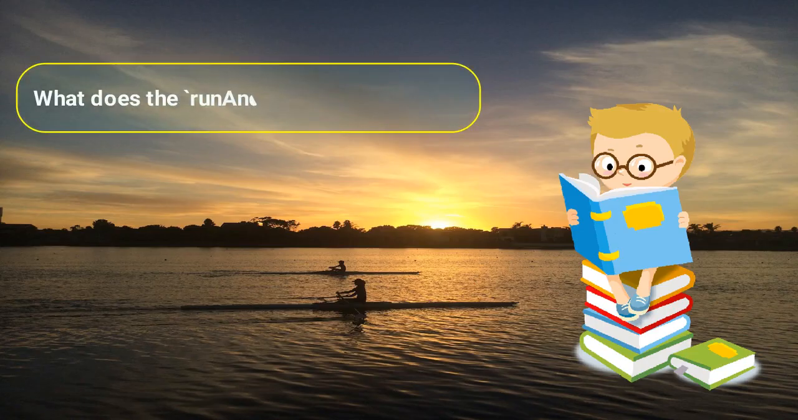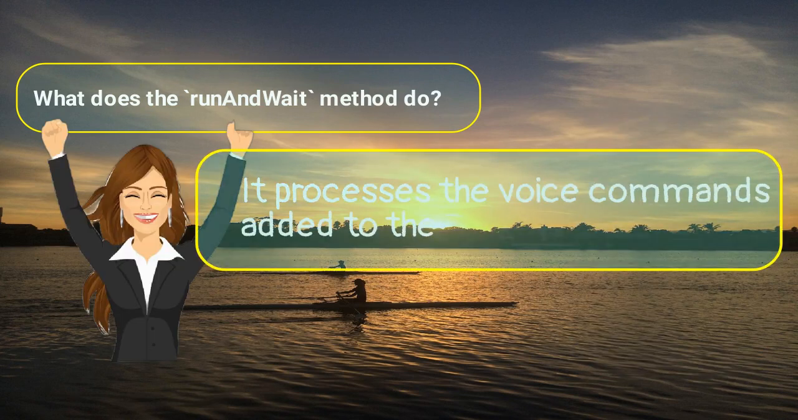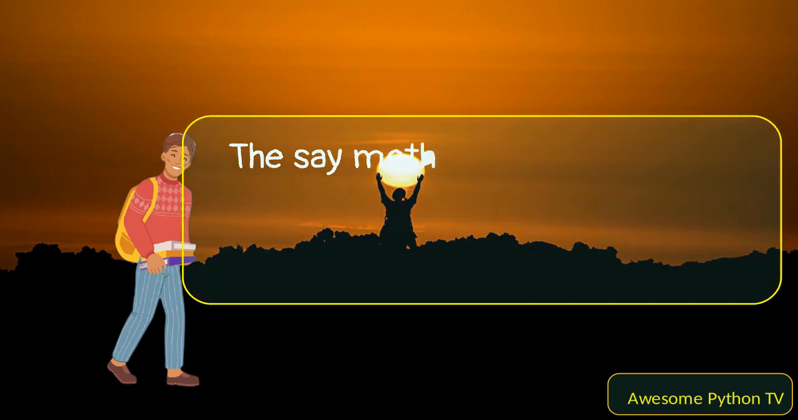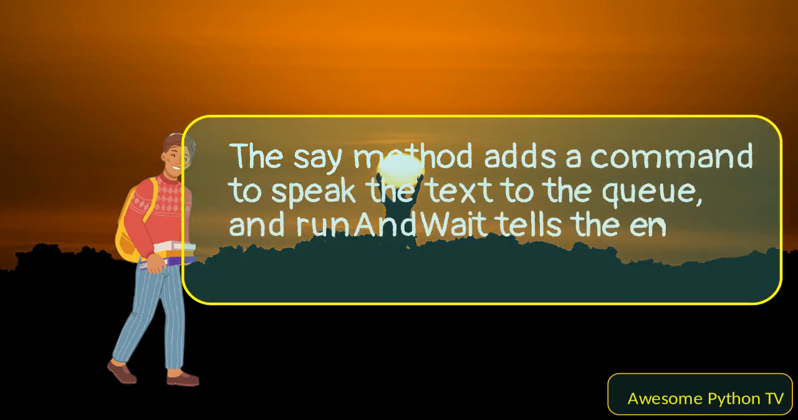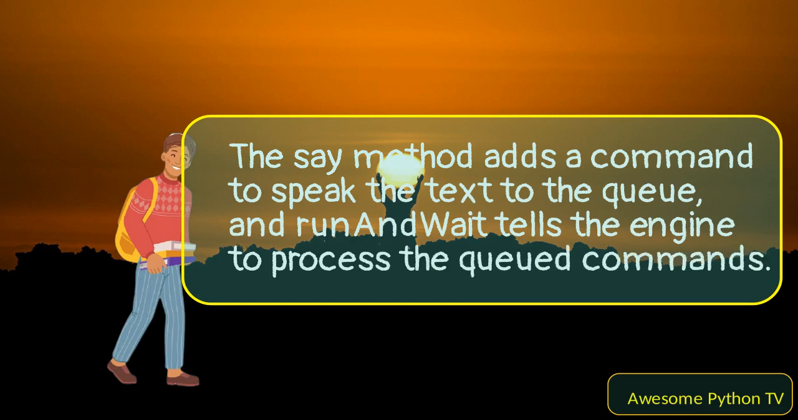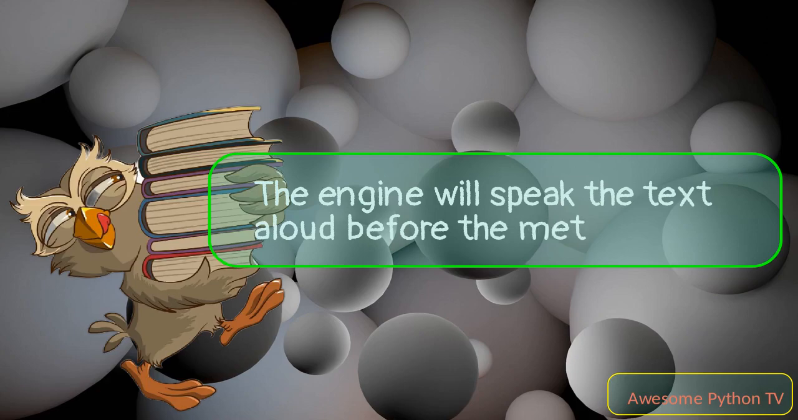What does the runAndWait method do? It processes the voice commands added to the queue. The say method adds a command to speak the text to the queue, and runAndWait tells the engine to process the queued commands. The engine will speak the text aloud before the method returns.